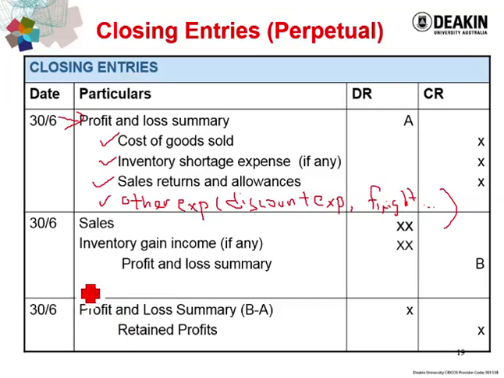Then we close the income account with a debit entry. So we will debit sales revenue, we will debit inventory gain income if there is any, and we will also debit discount received or discount revenue. And then we credit the total to P&L summary account. Finally, if we have profit, we will close the profit to retained profits account. So we will debit profit and loss summary and credit retained profits.